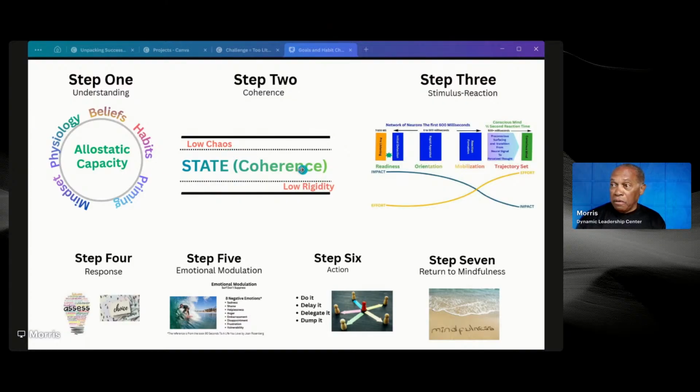And then step 3 is what I was just referring to. We have the readiness, the orientation, the mobilization, and we can train in those steps. So when I talk about neuroplasticity, it's how we can achieve more. It gets back to the identity goals.